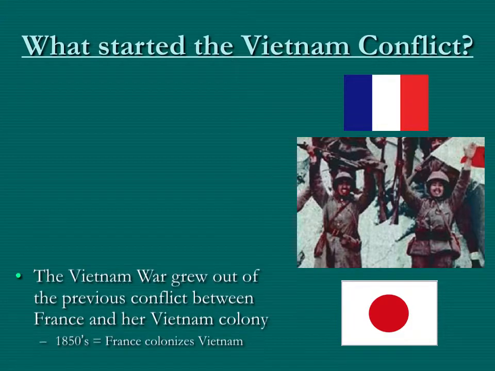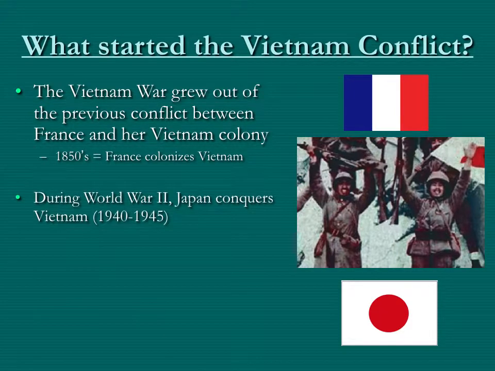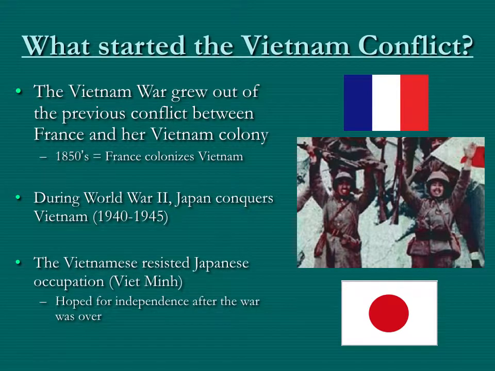For most of the 19th century, Vietnam is a colony of the French. And during World War II, when the Japanese invade, the Vietnamese, particularly a resistance group known as the Viet Minh, rise up against the Japanese, and they fight on the side of the Allies. They receive U.S. and Soviet support in that fight. And the hope is here that they will receive independence when the war is over. A dream of a lot of former colonial possessions during the course of World War II.